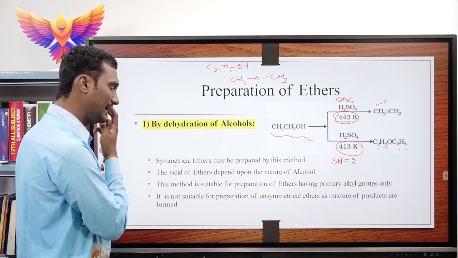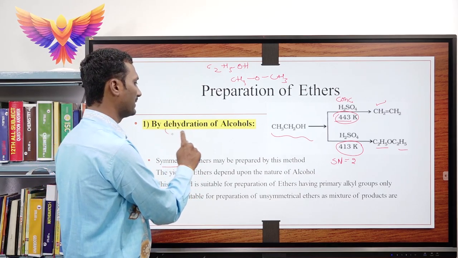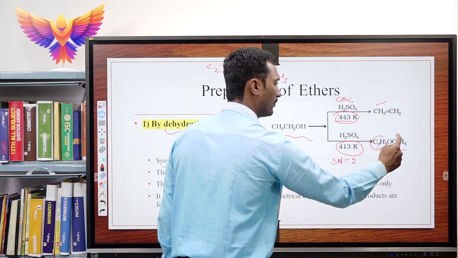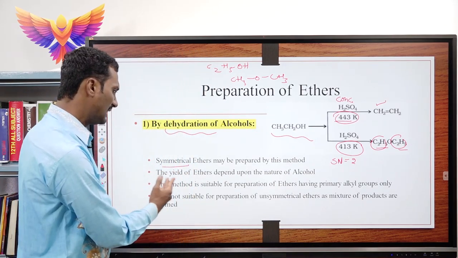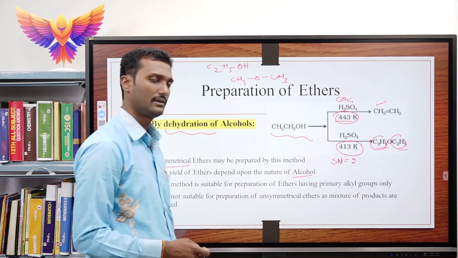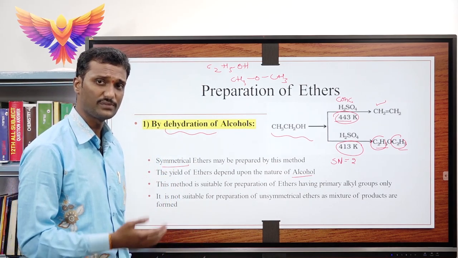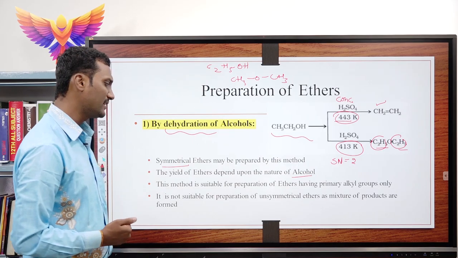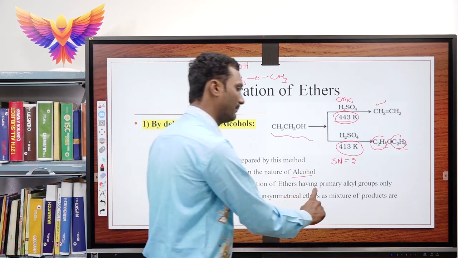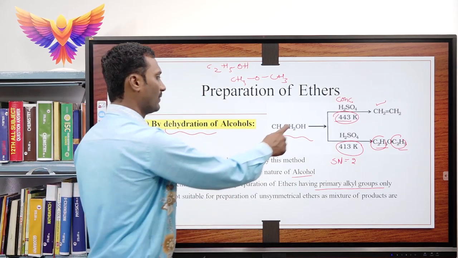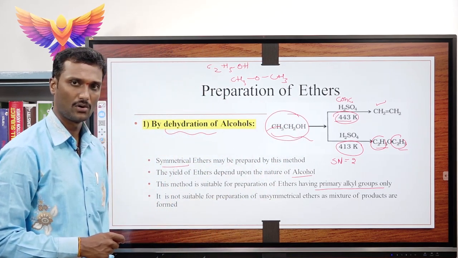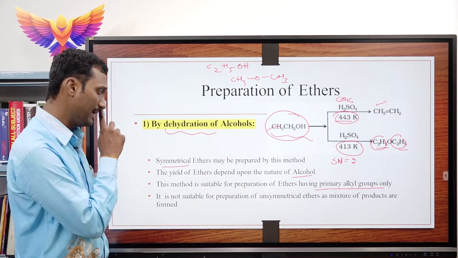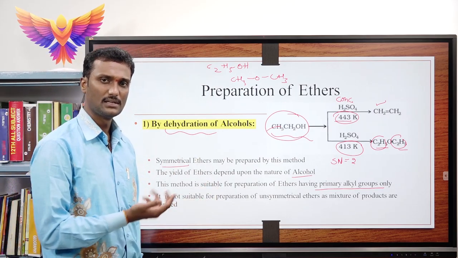Only symmetrical ether can be prepared by the dehydration of alcohol. Symmetrical means both sides have the same number of carbon atoms. The yield of ether depends upon the nature of the alcohol. If it is a 2 degree alcohol or a 3 degree alcohol, different products are obtained. So this method is suitable for the preparation of ethers having primary alkyl groups only. Then you should understand what type of alcohol we prefer. Primary alcohol. Secondary also, quite naturally, gives an ether product, but tertiary will not give it. There it follows a different mechanism, so later we will study that.